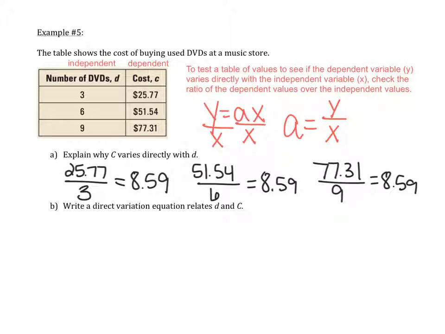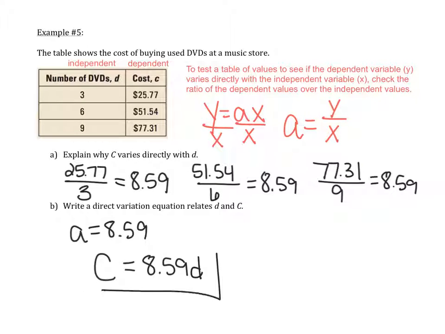Therefore, for part B, write a direct variation equation that relates D and C. Since I got 8.59 every time, that was my A value, because remember, if I take the dependent variable divided by the independent variable, that is equal to your constant of variation as we saw up here. So again, the A value is 8.59. So my direct variation equation would be C, in this case, since it is our dependent variable, equals 8.59 times D, which was our independent variable. And again, that is our direct variation equation.